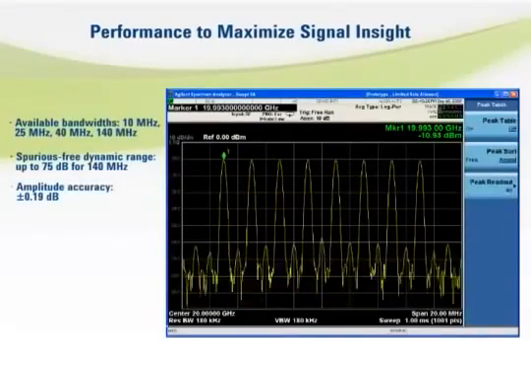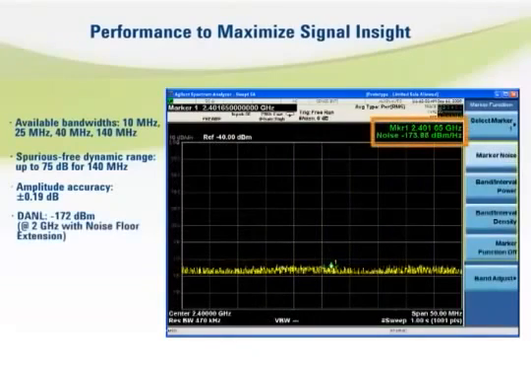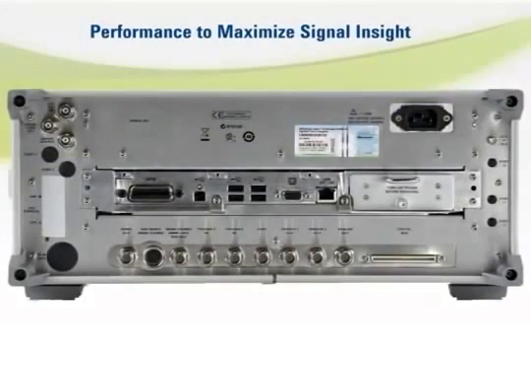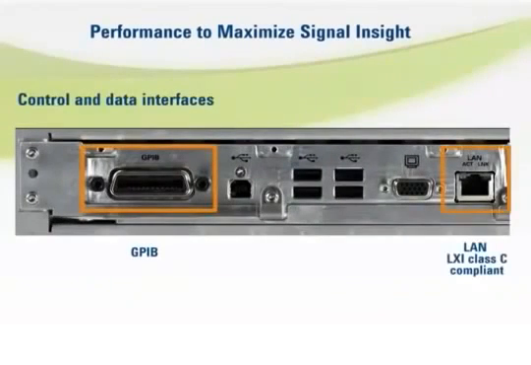Amplitude accuracy to 0.19 dB. Displayed average noise floor as low as -172 dBm with a new noise floor extension capability. High performance measurements are provided at equally high speed. Control and data interfaces include GPIB, gigabit LAN, and USB.